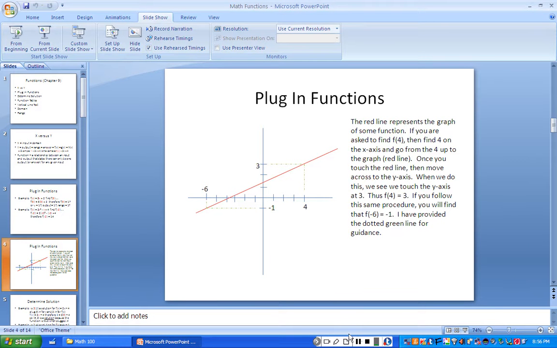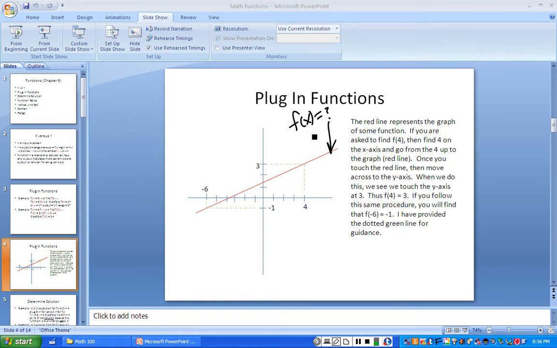Now when it comes to plug-in functions, we could be asked the same thing. So let's say in this case, this line right here, the red line, represents some function. Whatever the case may be. Now, if you're actually given a graph, this red line is a graph of some particular function.